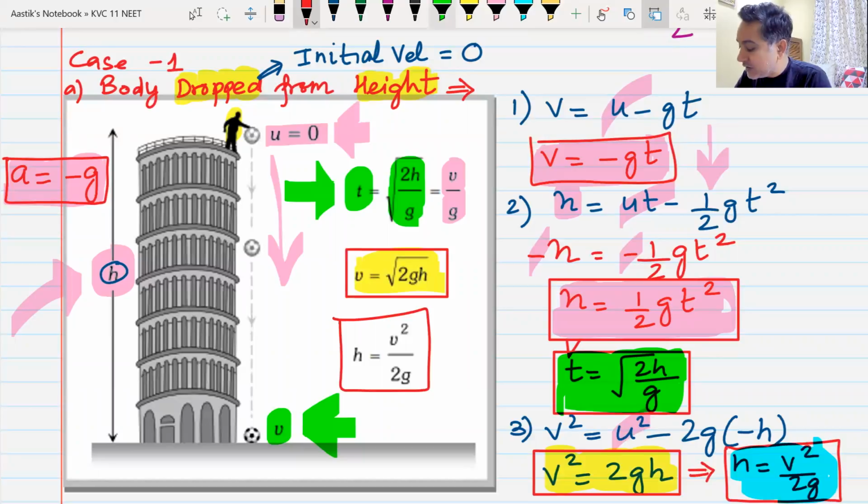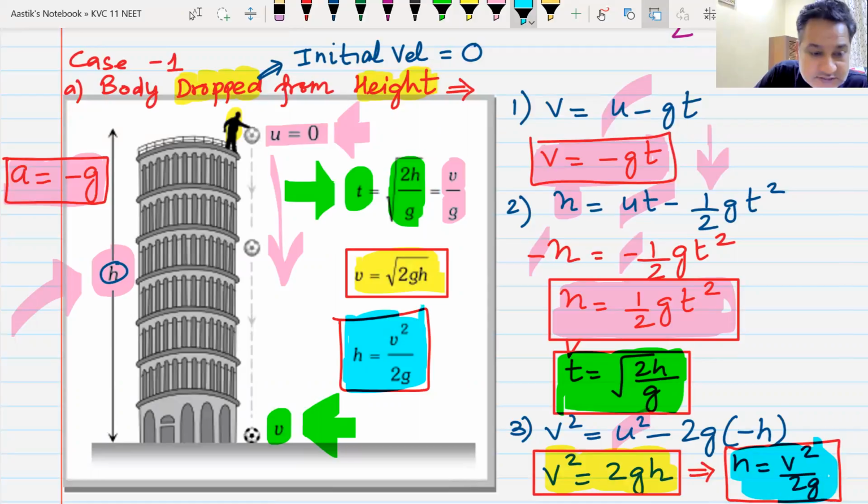So basically what I see is all these equations that are here on the left hand side are derived from equation number 1, 2 or 3. Do we understand this? Motion under gravity, something falling or dropped from a certain height. These are the equations. I'll give you 1 minute to note them down. Once you are ready, please let me know so that we can solve some questions based on this.